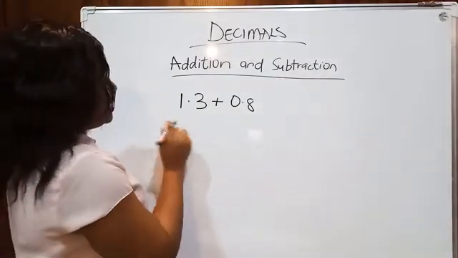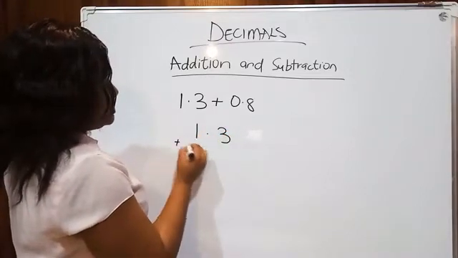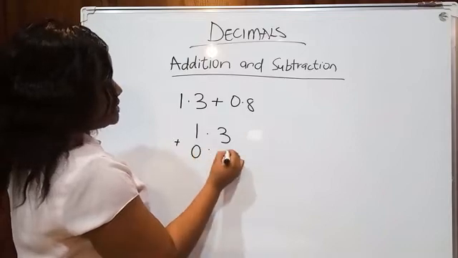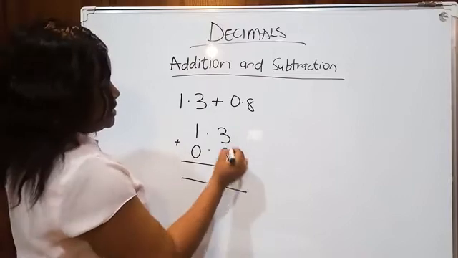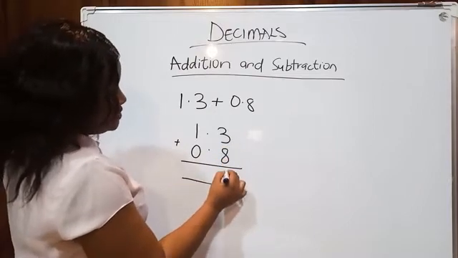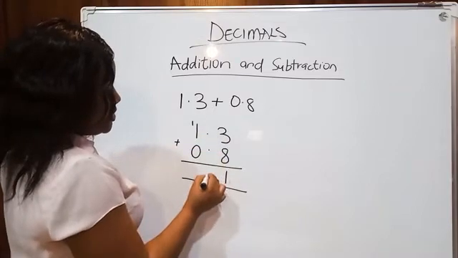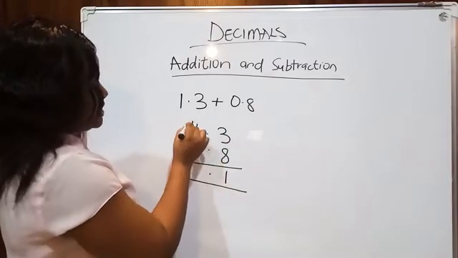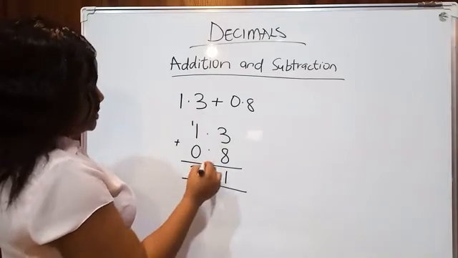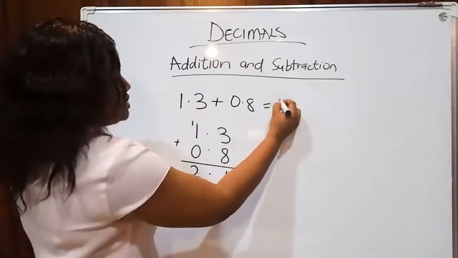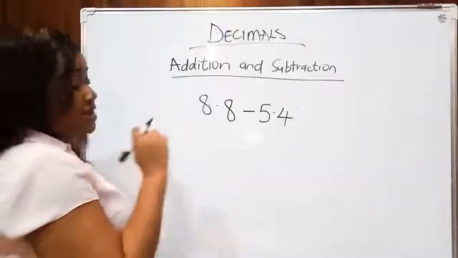So, like we said earlier, you do 1.3 plus 0.8 and add normally. 3 plus 8 gives us 11. We write 1, carry 1 over here. And you bring down the decimal point. Then 1 plus 1 plus 0 gives you 2. The answer is 2.1.